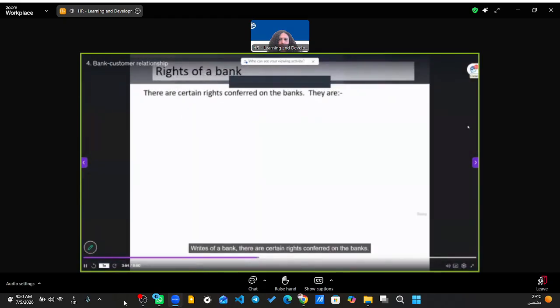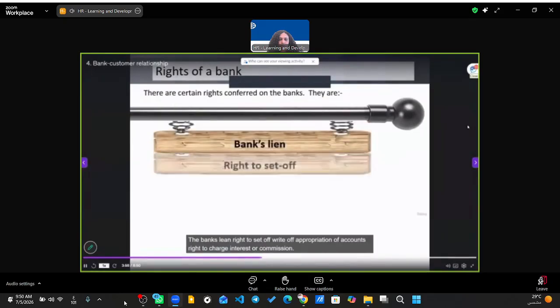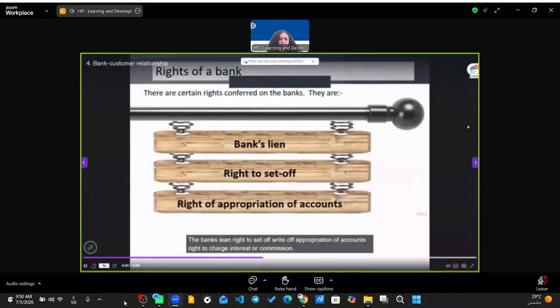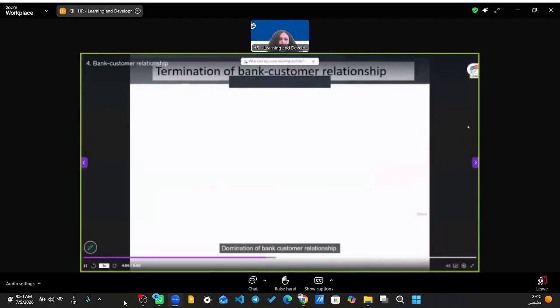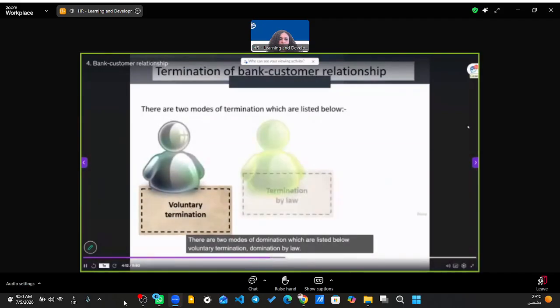Rights of a bank. There are certain rights conferred on the banks. They are bank's lien, right to set off, right of appropriation of accounts, right to charge interest or commission. Termination of bank-customer relationship. There are two modes of termination which are listed below: voluntary termination, termination by law.